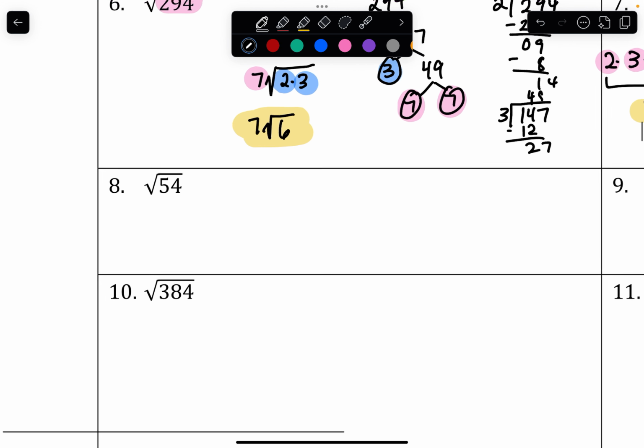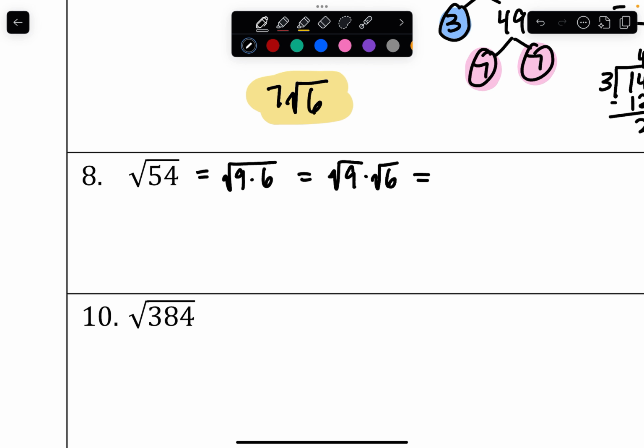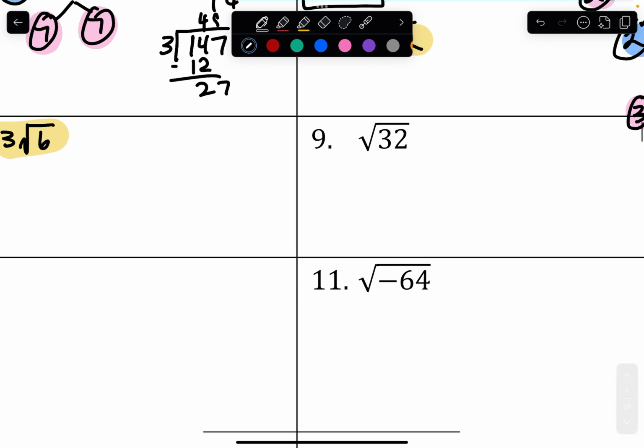Okay, 54 I know is 9 times 6. So for the smaller numbers, if you just want to break them down without the tree, it's whatever's easier for you. You'll get the same answer either way. Okay, 32 is 16 times 2.